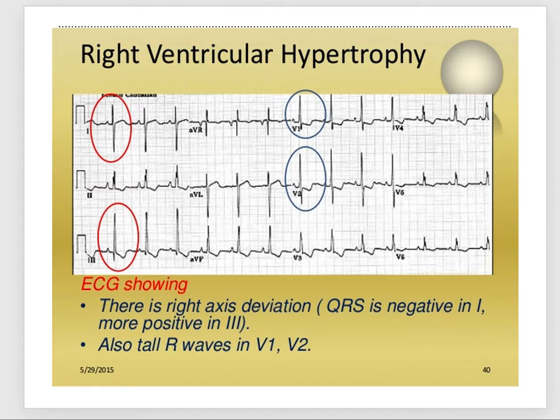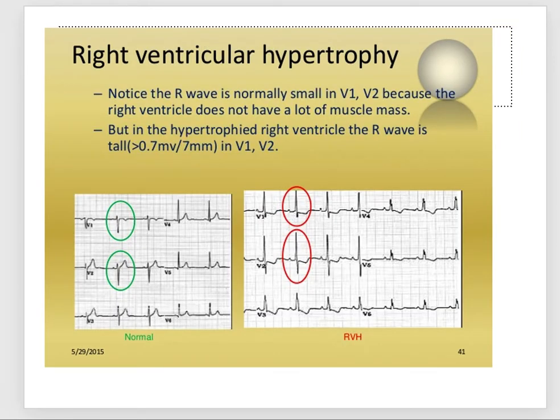So here with right hypertrophy, here's just basic lead 1, here's lead 3, but in this lecture I've mainly been talking about the V's, V1 through V6. The height of the R wave on the right side is much taller than the height of the R wave over there in V5 and V6, which lie over the left ventricle. So with right ventricular hypertrophy, you see tall R waves in those chest leads. Normally the R wave can be small because the right ventricle doesn't have a lot of muscle mass, but the hypertrophied right ventricle is much taller.